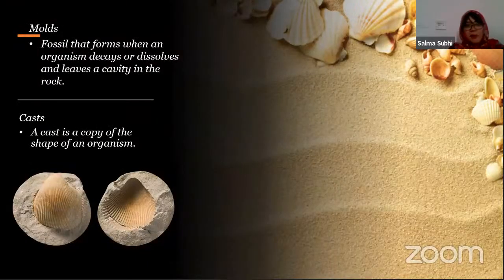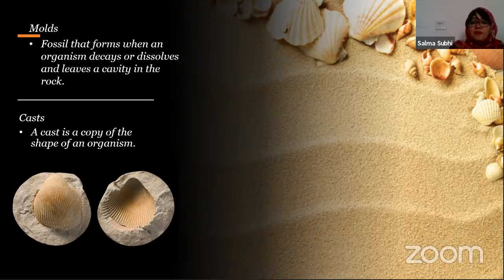Another type of fossils: molds and casts. So what are they? A mold is a fossil that forms when an organism decays or dissolves and leaves a cavity in the rock, like this photo here. A cast is a copy of the shape of an organism.